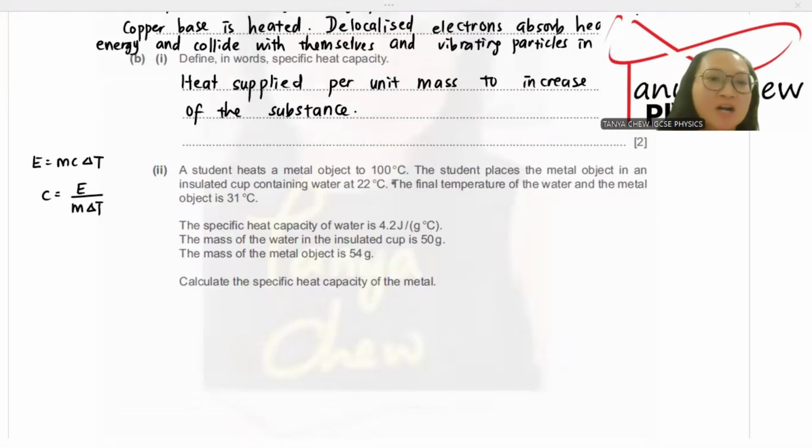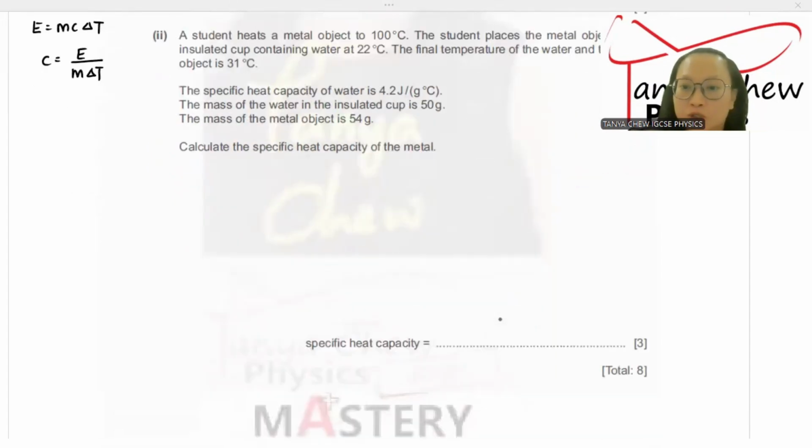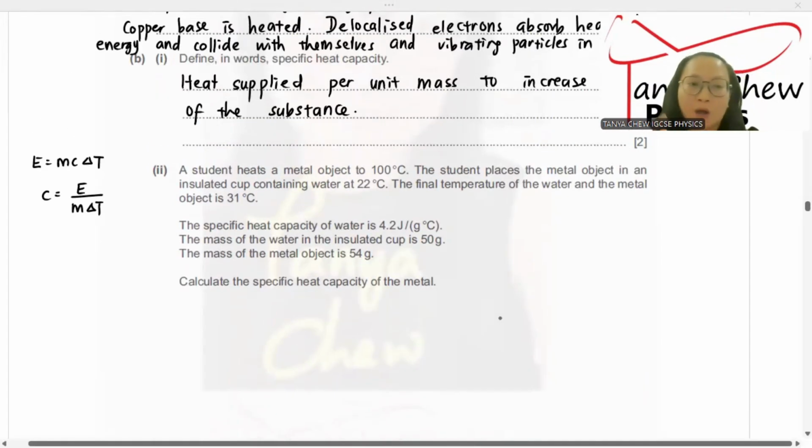Now, the second part. A student heats the metal object to 100 degrees Celsius. The student places the metal object in an insulated cup containing water at 22 degrees Celsius. The final temperature of the water and the metal object is 31 degrees Celsius. Specific heat capacity of the water is given as 4.2 joules per gram per degree Celsius, and the mass of the water in the insulated cup is 50 gram. The mass of the metal object is 54 gram. Calculate the specific heat capacity of the metal. Could you look at the marks given? It is 3 marks. So how do you do that?